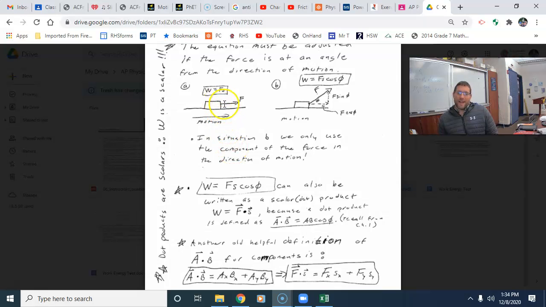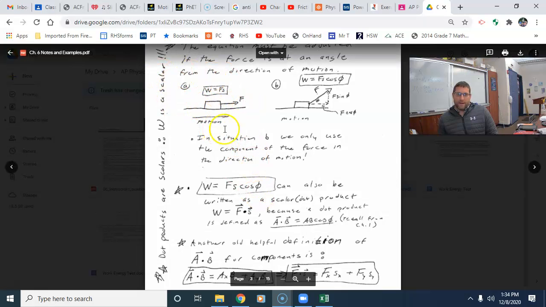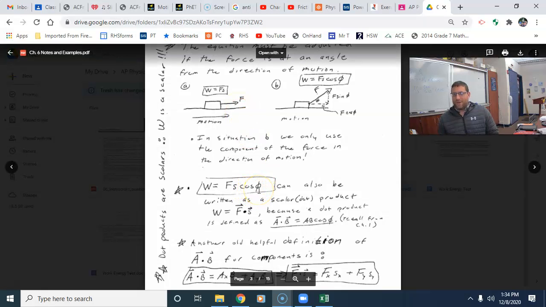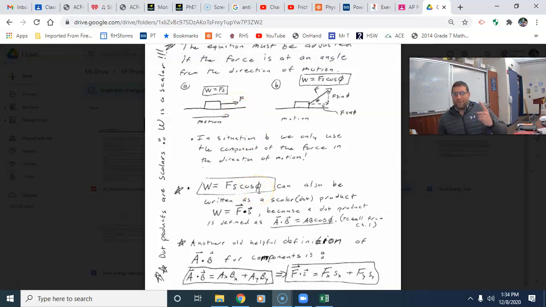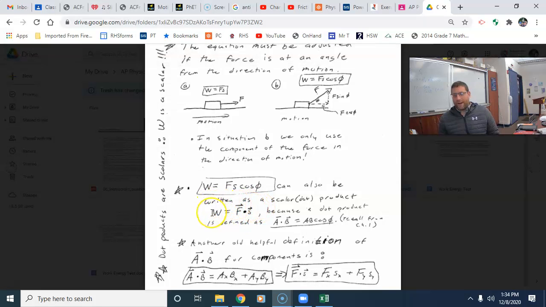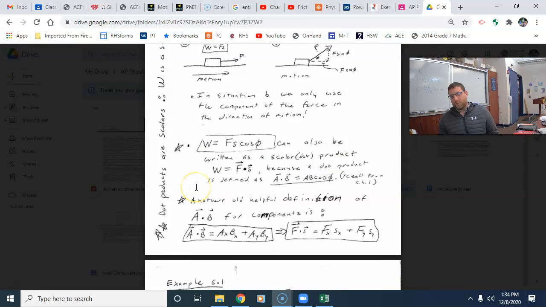This still works even with the cosine theta on the simple scenario. What's the angle between the force and displacement in diagram A right here? Well, they're pointing in the same direction, so 0. But the cosine of 0 is 1. Therefore, 1 times the magnitude F times the magnitude S is just FS, right? So this is the catch-all formula that considers everything. Writing it as a dot product is really the best way to go.